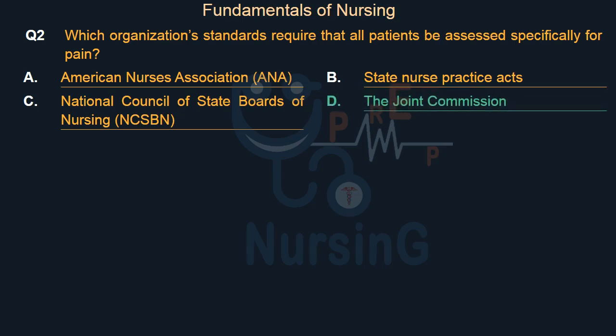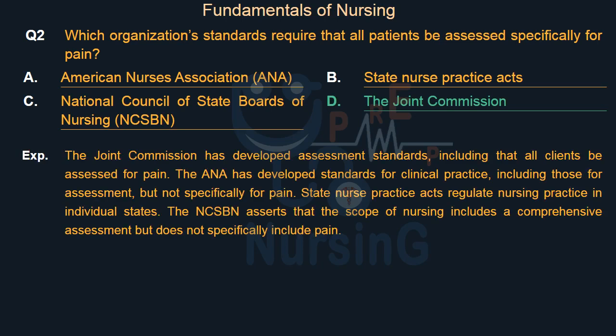The Joint Commission. The Joint Commission has developed assessment standards, including that all clients be assessed for pain. The ANA has developed standards for clinical practice, including those for assessment, but not specifically for pain. State Nurse Practice Acts regulate nursing practice in individual states. The NCSBN asserts that the scope of nursing includes a comprehensive assessment but does not specifically include pain.